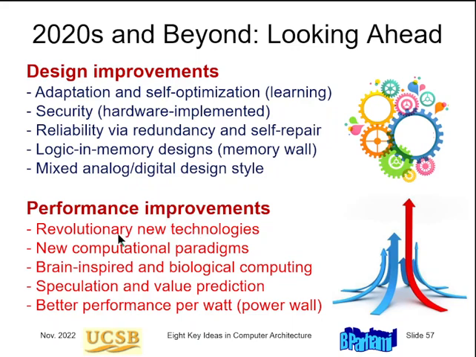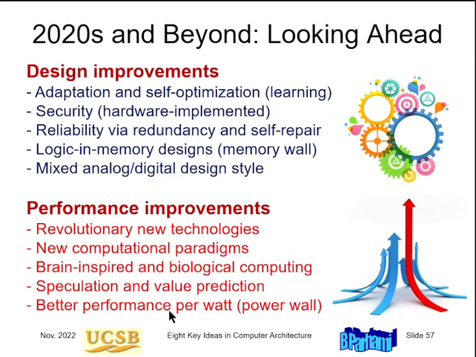So for performance improvement, we have revolutionary new technologies, much denser and much faster than we have been using until now. We are looking for new computational paradigms, brain-inspired and biological computing. I already mentioned that. Things like speculation and value prediction. In other words, try to predict where the computation will go and pre-compute values so that when we need them, they're already available and we can use them.